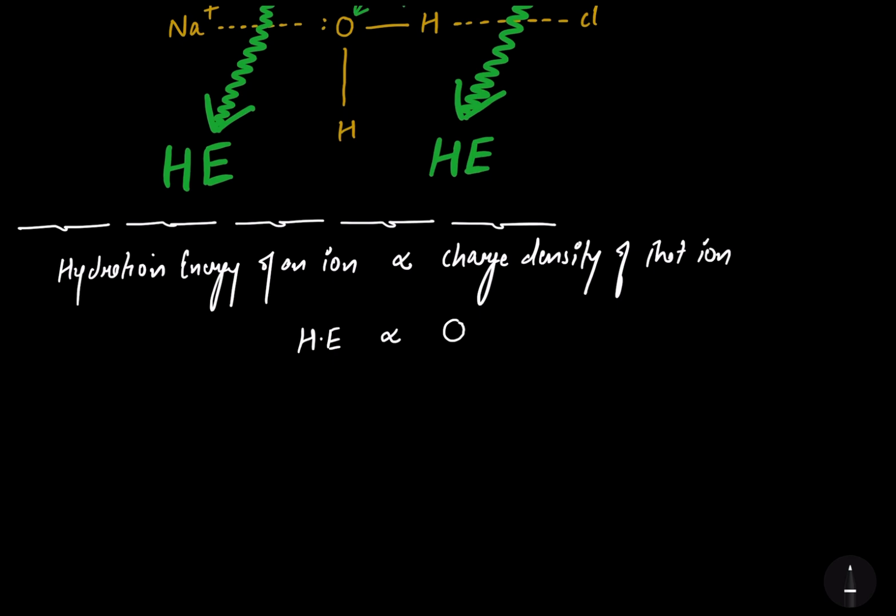We represent charge density by the symbol phi. Now, what is phi? What is charge density? The charge density is equal to the charge divided by radius.